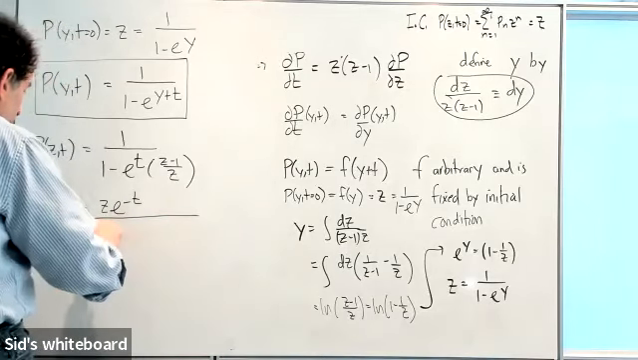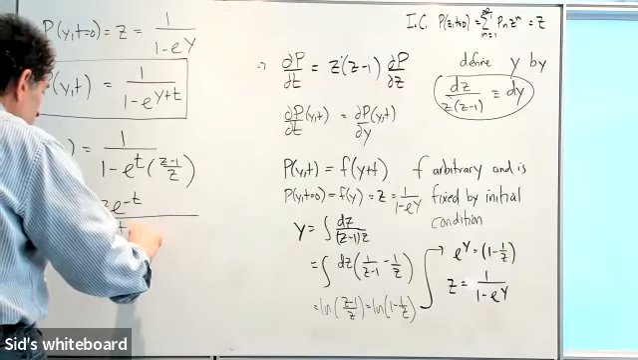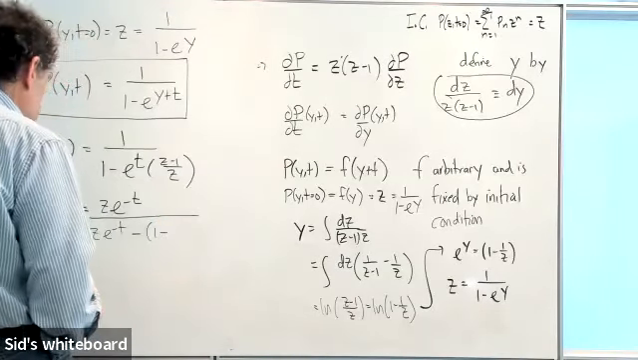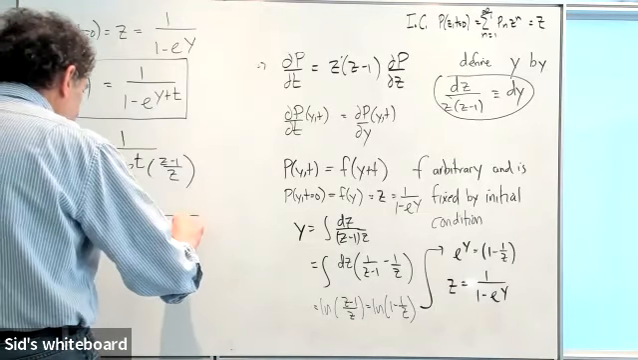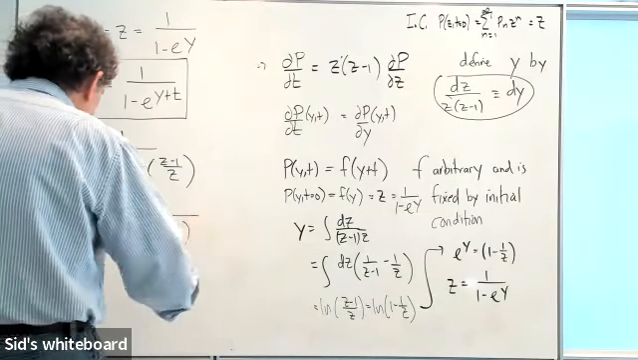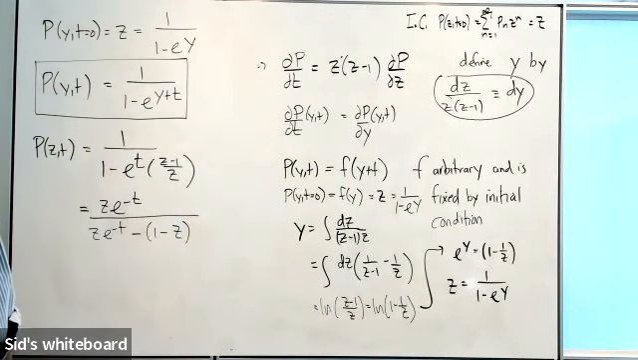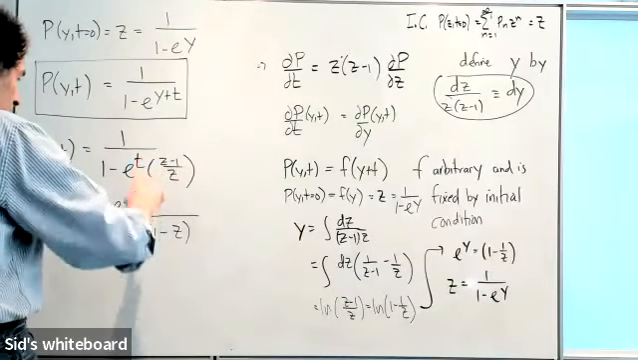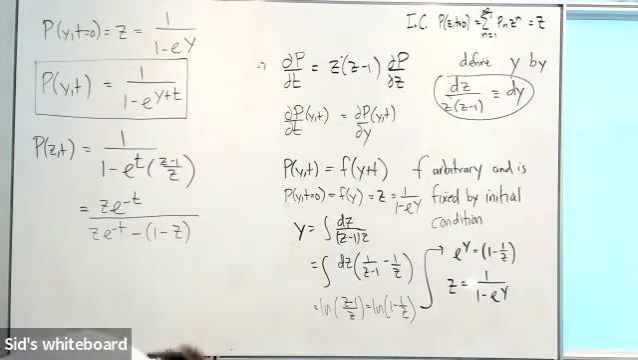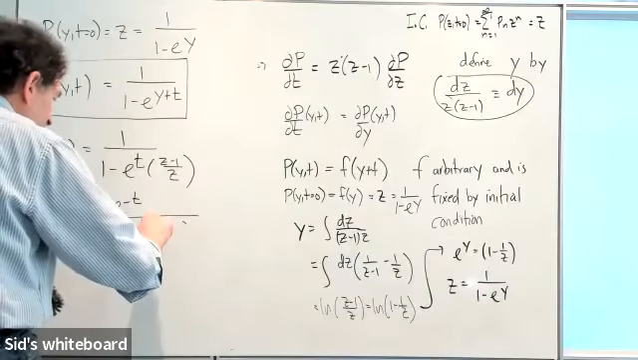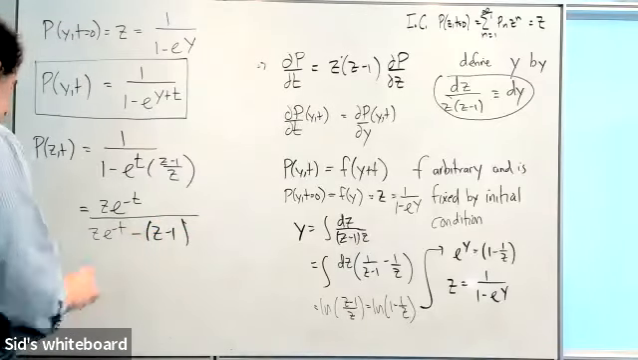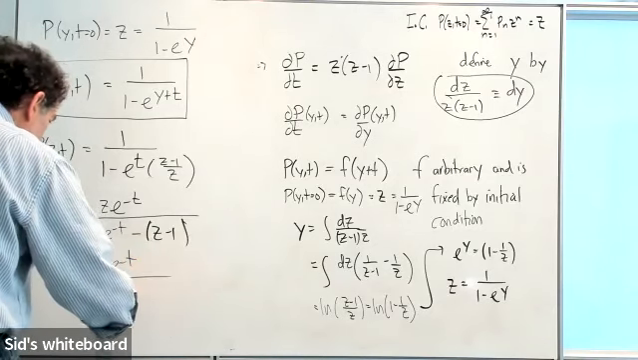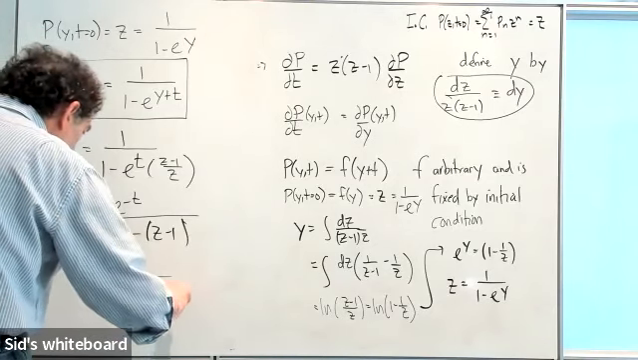And downstairs I'll have z e to the minus t minus 1 minus z. Is that right? z e to the minus t minus, sorry, I got it. It's backwards. This is minus z minus 1. And this I can write as z e to the minus t. And this I'll write as 1 minus z, 1 minus e to the minus t.